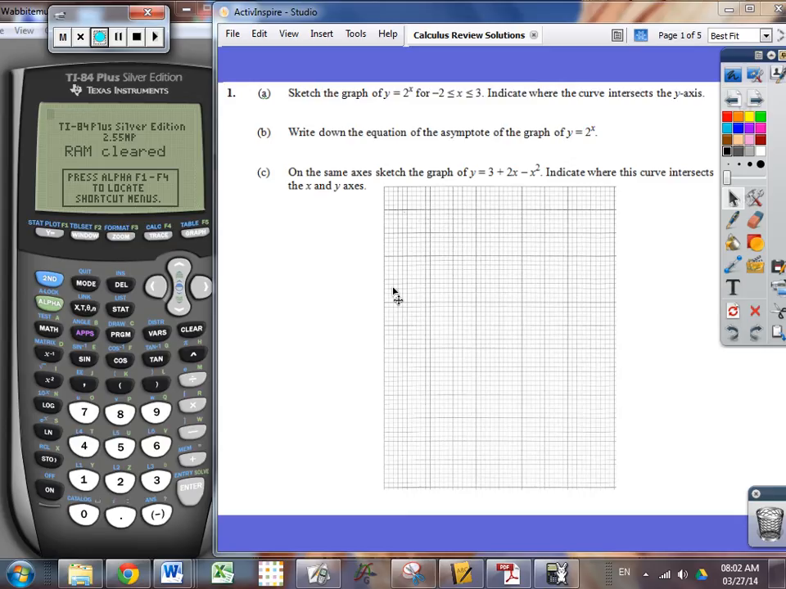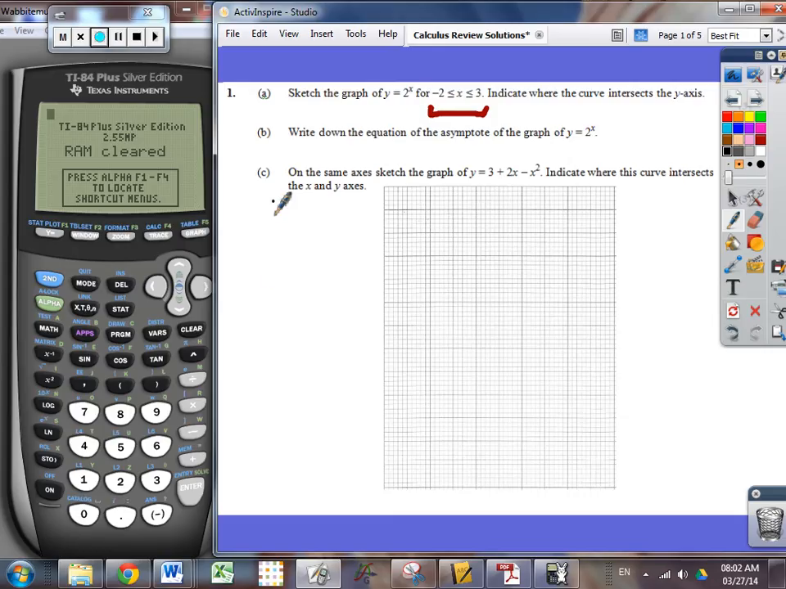I've decided to set up my graph with an x width of 10 centimeters. I can see that my total width from -2 to 3 is 5 units. And so I've just decided to make each unit worth 2 centimeters wide. And I did a little bit of work ahead of time. I know what the shape of an exponential curve is.